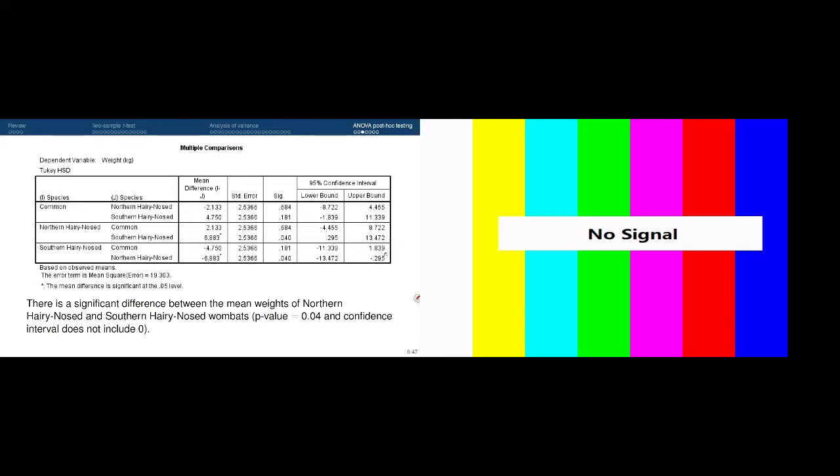And on the right-hand side, we also have some confidence intervals for the difference. So if you're more happy with using confidence intervals than using the p-value, here we can check to see if zero is inside those confidence intervals. Here you can see zero is inside the interval for all of them, except for the one where we've actually identified a difference between those two groups. So that's using the multiple comparisons table.